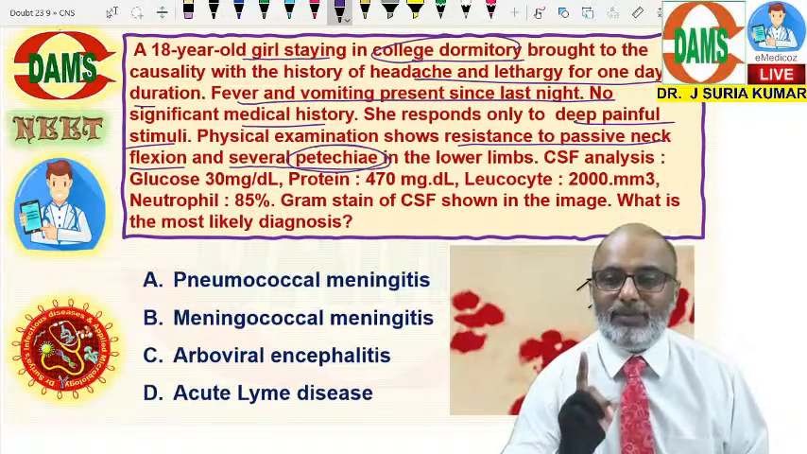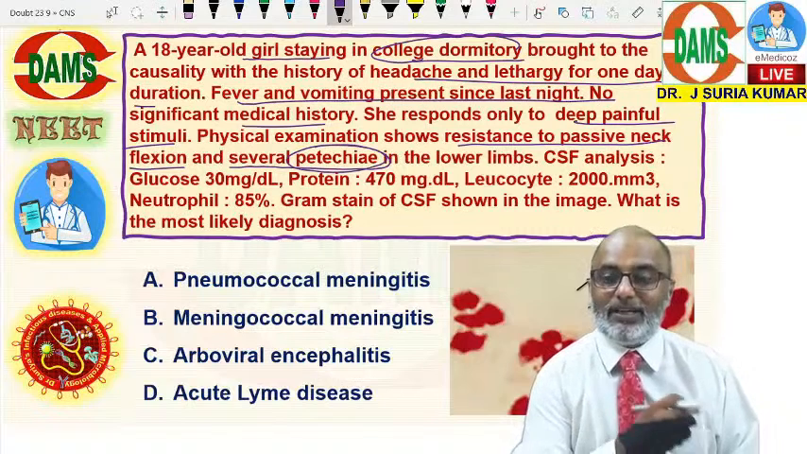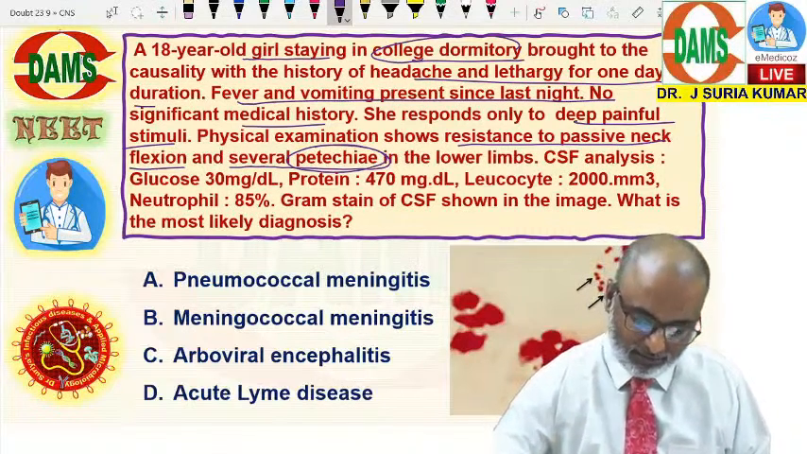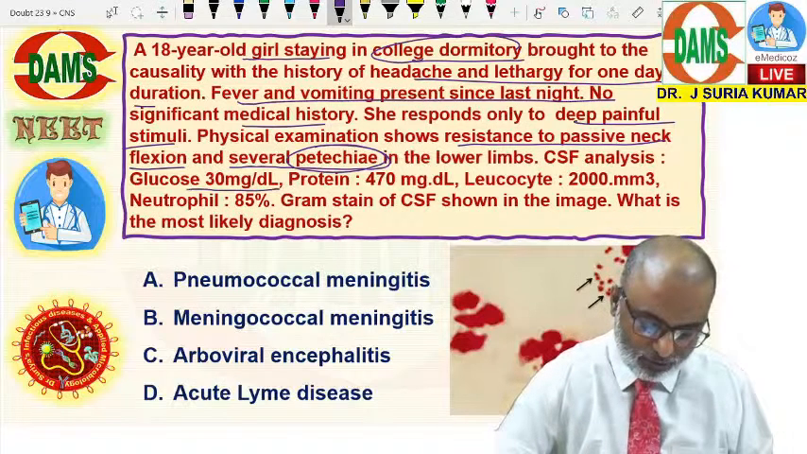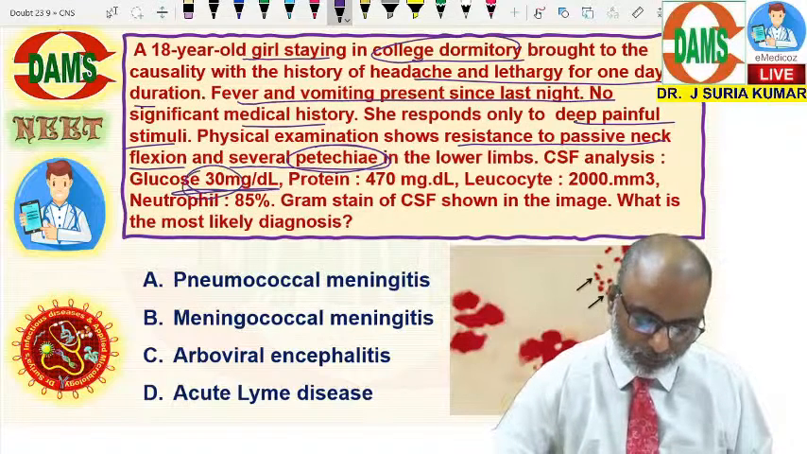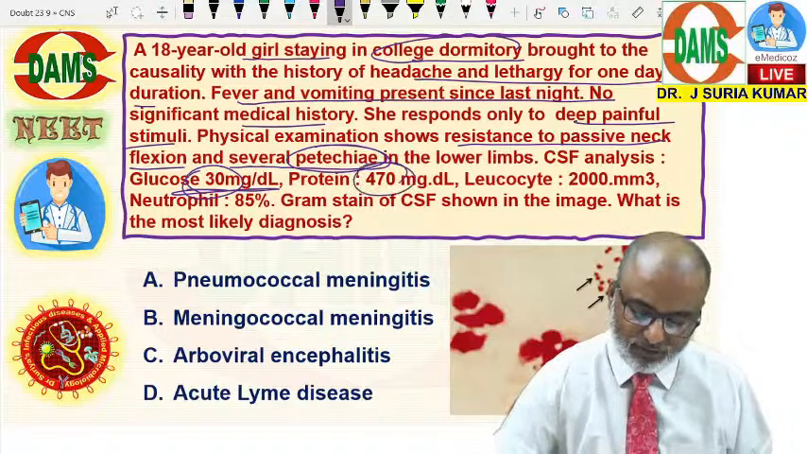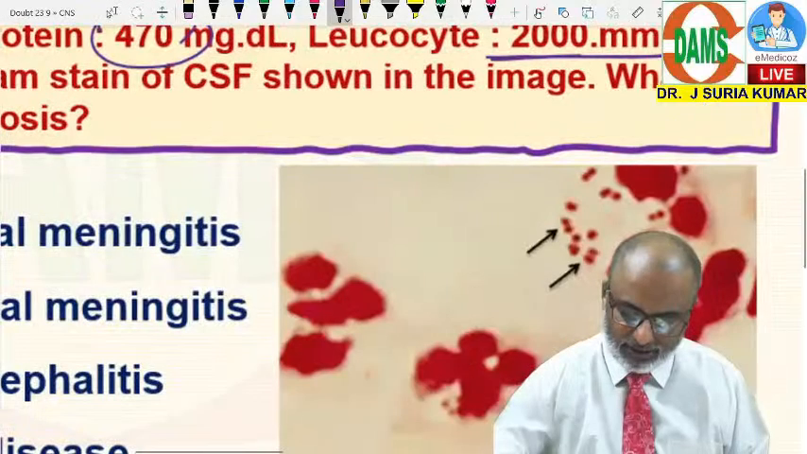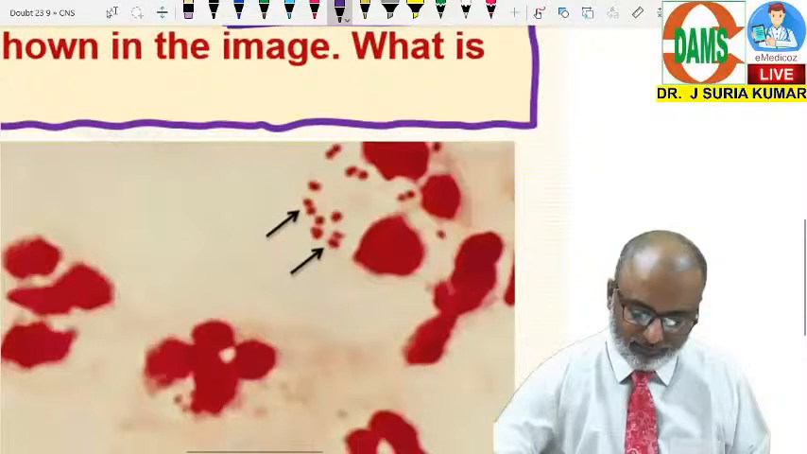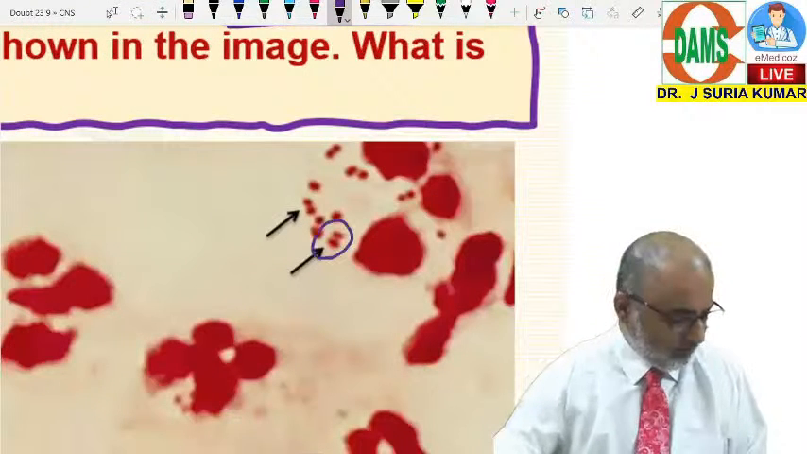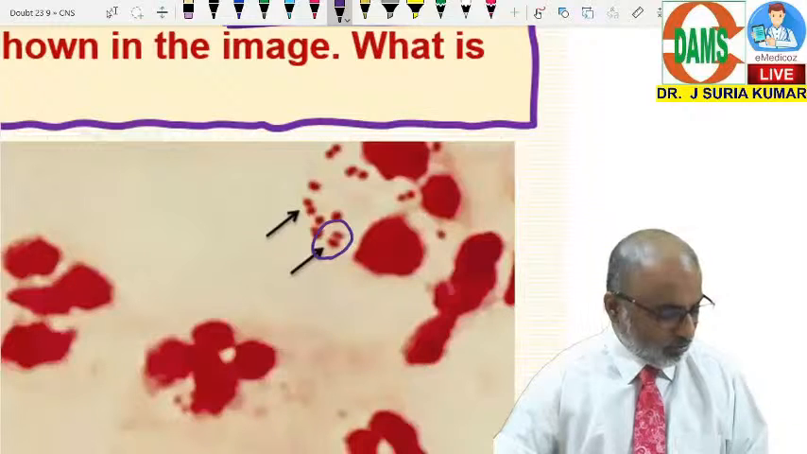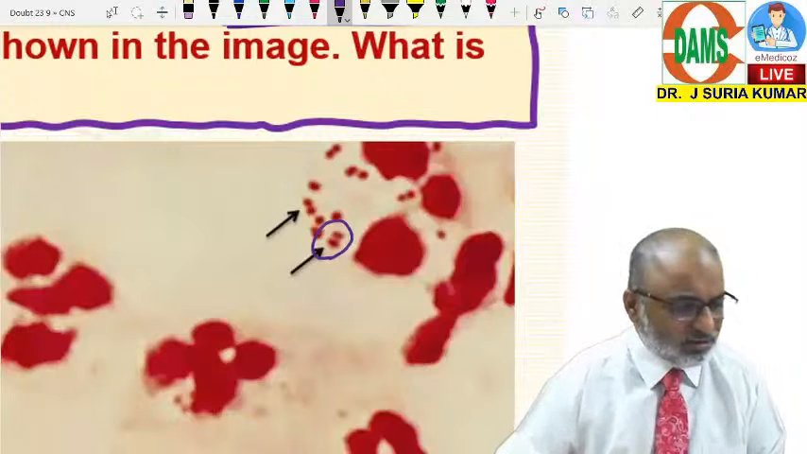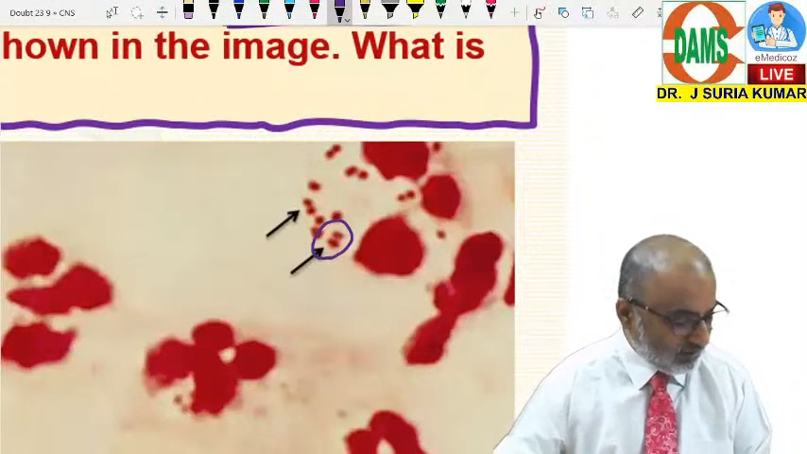Which bacterial meningitis has petechial hemorrhage? That's the clue. Then the CSF analysis: glucose is very low, proteins are highly increased, neutrophils are 85%. Gram stain shows gram negative diplococci. Gram negative diplococci. It's not a regular class, it's a demo. Okay.